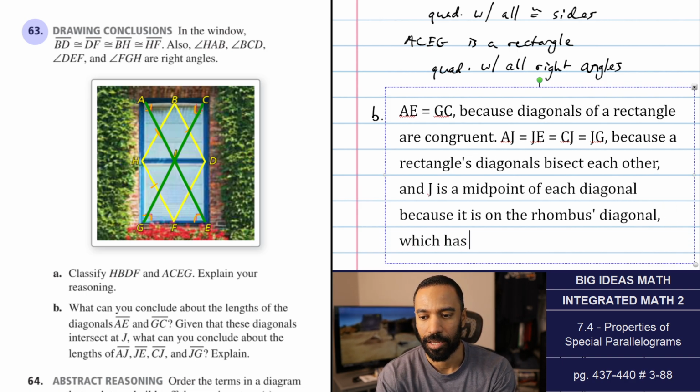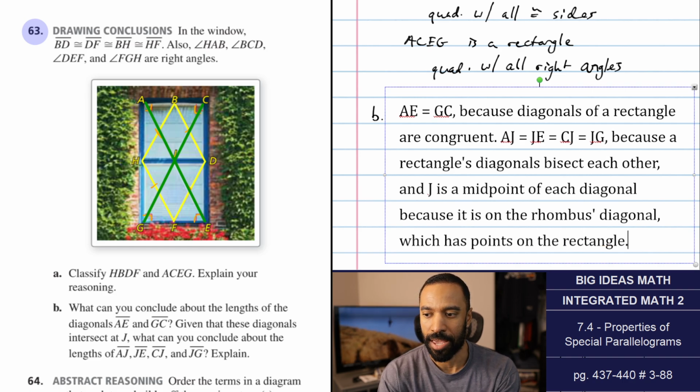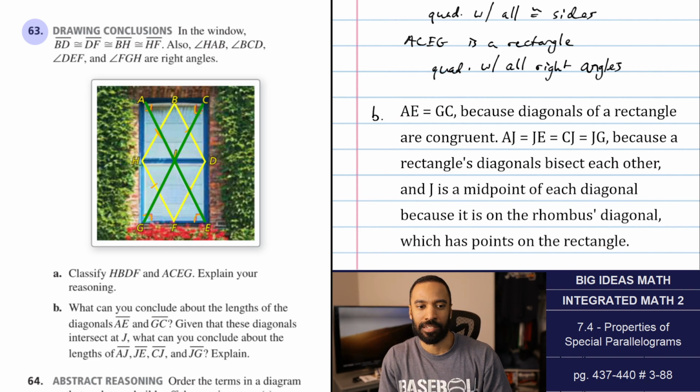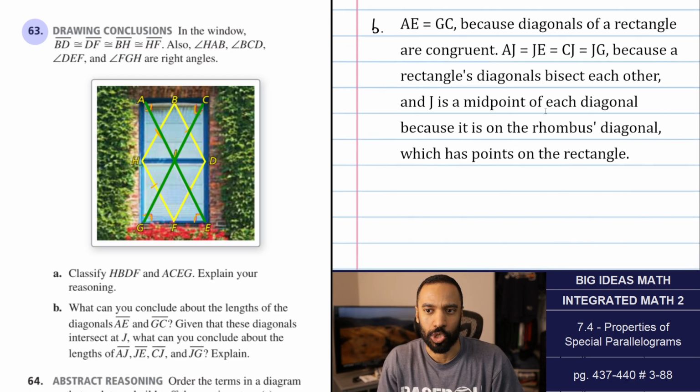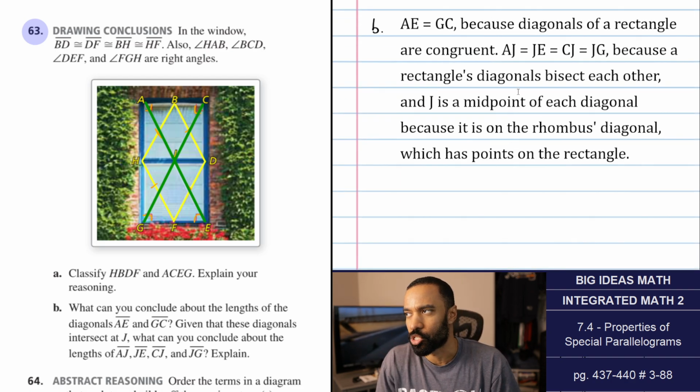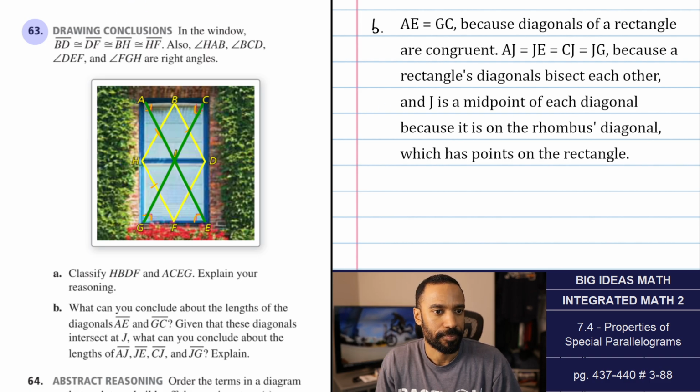Which has points on the rectangle. So the rhombus is made within the rectangle, and then et cetera. I'm not going to do a triangle congruence proof on that. It's just more that when J's on that point, then we know that that's the midpoint, which means it's the bisected part. So all those parts are equal there.